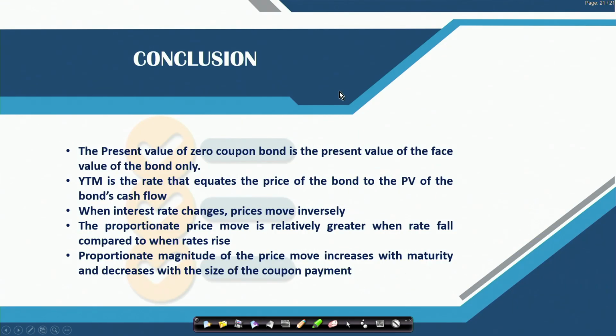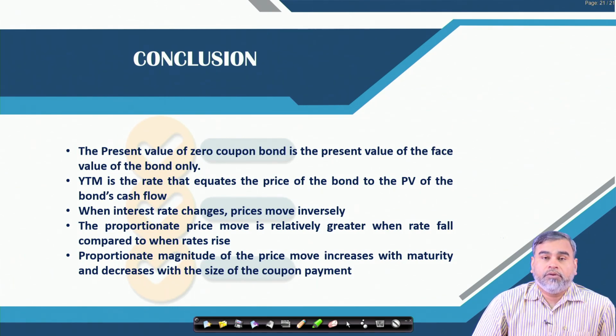After discussing these things, what we can take from this session is: the present value of a zero coupon bond is the present value of the face value of the bond only. YTM is the rate that equates the price of the bond to the present value of the bond's cash flows. When interest rates change, prices move inversely. The proportionate price move is relatively greater when rates fall compared to when rates rise. That is a clear indication of the strategy that bond investors, including banks, can use whenever they invest in the fixed income securities market.